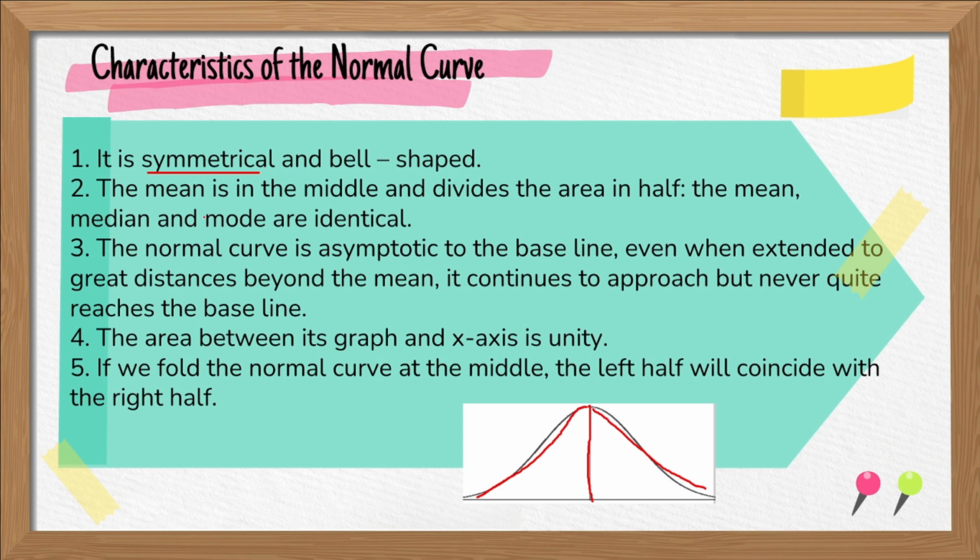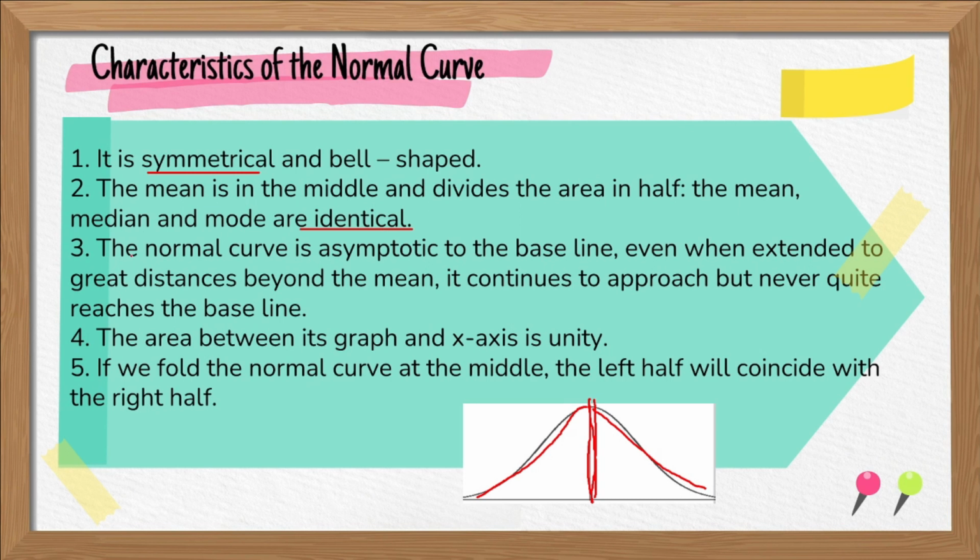Number 2, the mean is in the middle and divides the area in half. So, yung pinakagitna ng bell curve or normal curve, ayan yung mean. So, the mean, median, and mode are identical. So, that means, ang mean, median, and mode natin ay equal ang value.